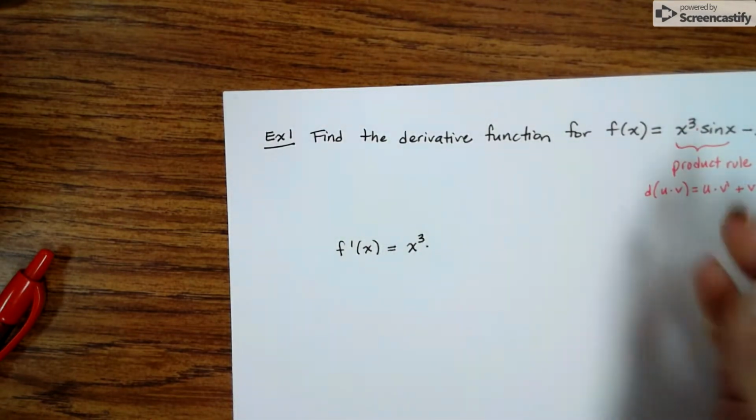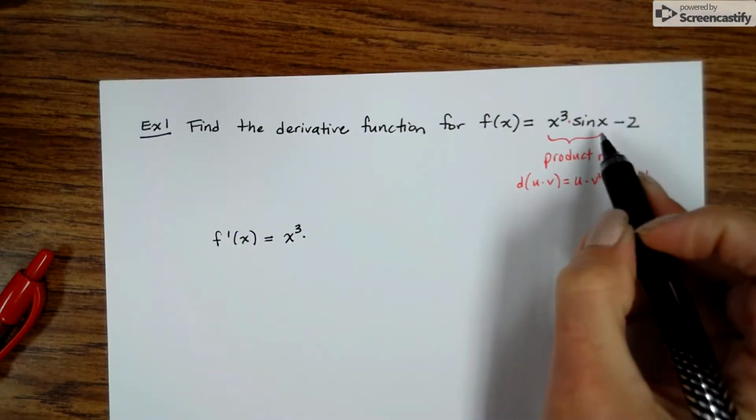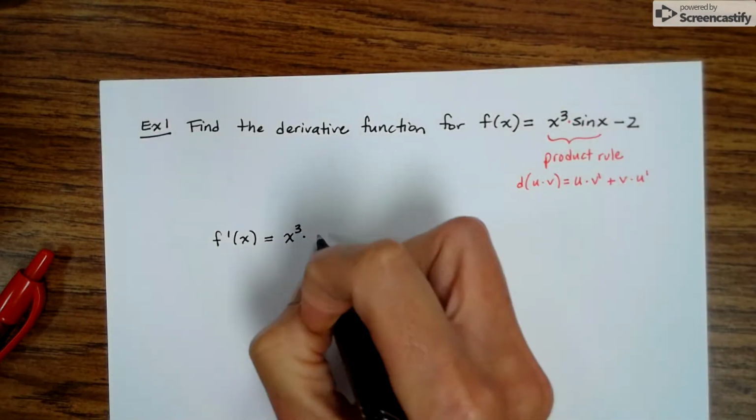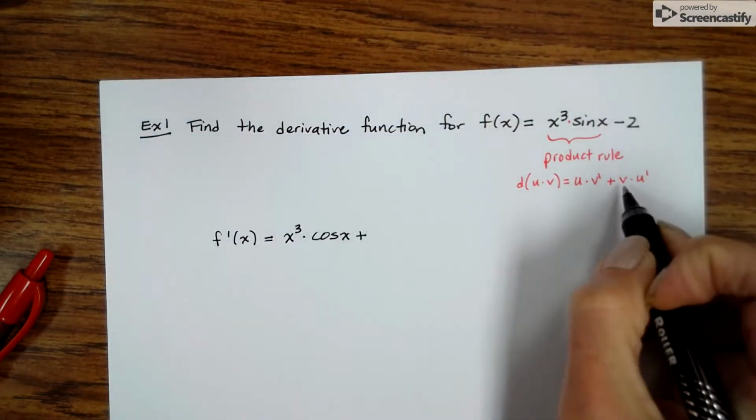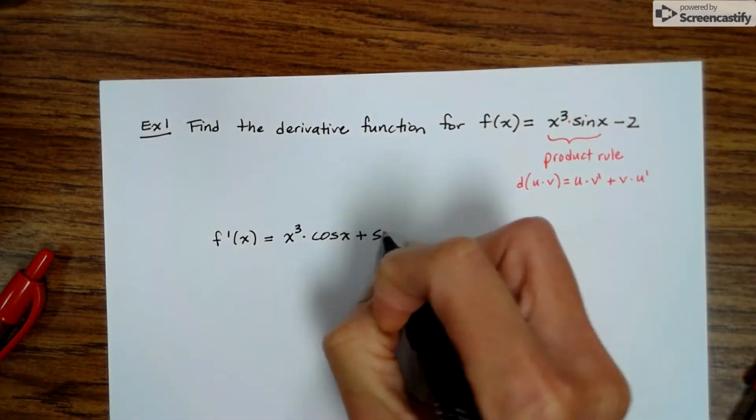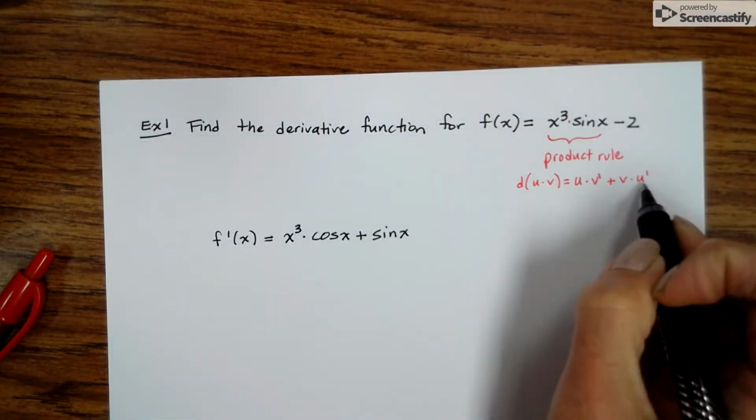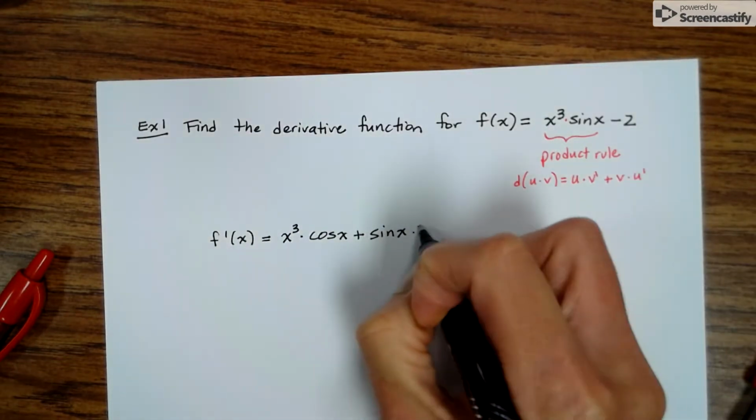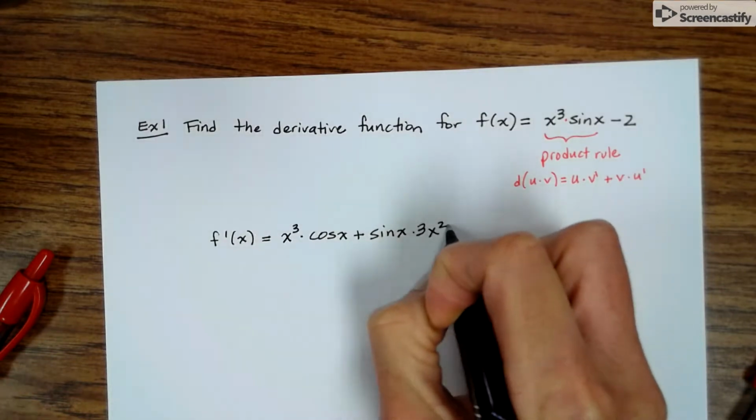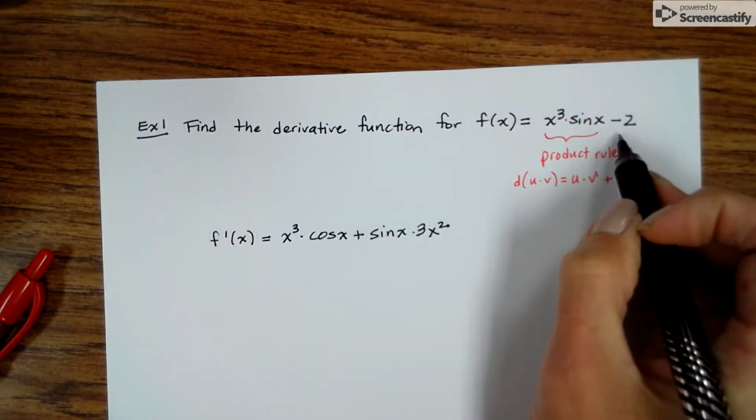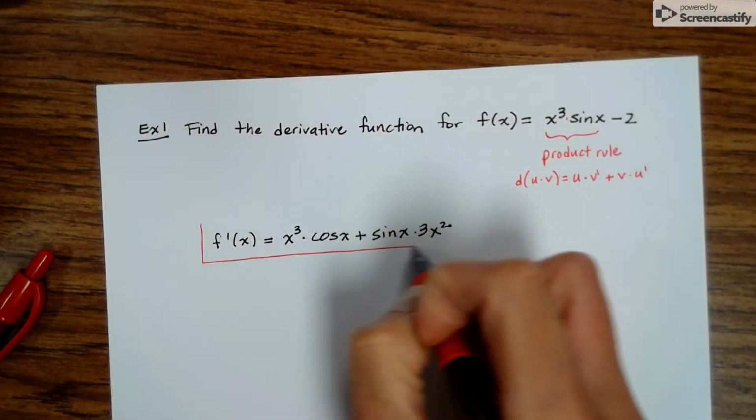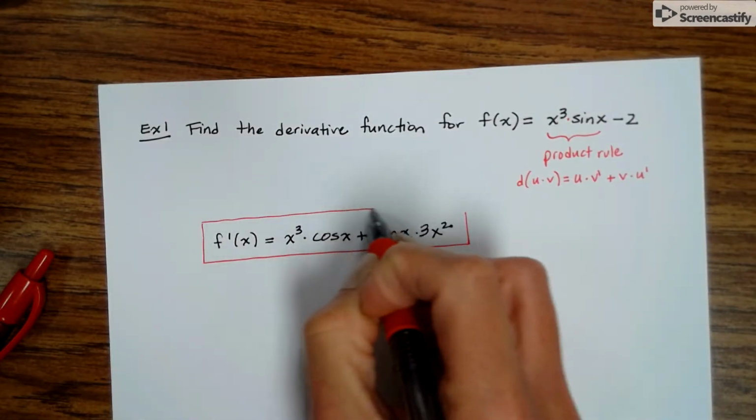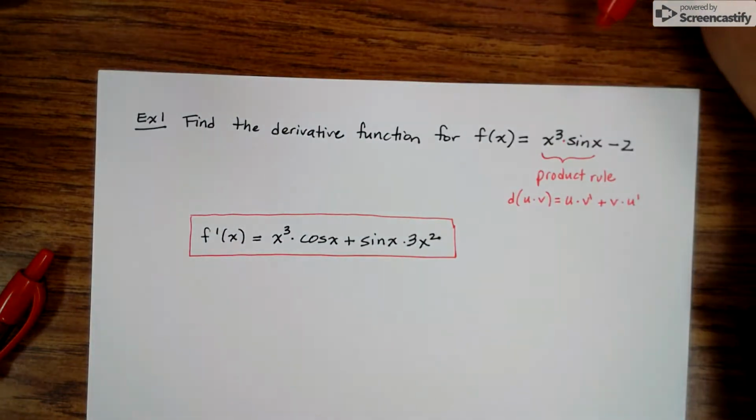I keep the first function, x cubed. Then I multiply times the derivative of the second function, which is cosine x, plus the second function, sine x, times the derivative of the first, so that's going to be 3x squared. And then the derivative of -2 is just 0. So here is my final answer for that one.